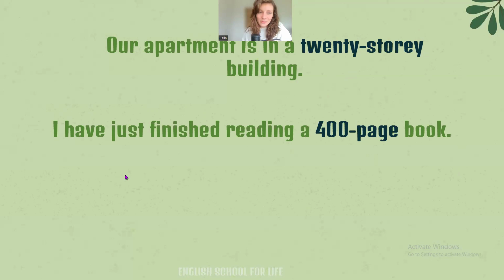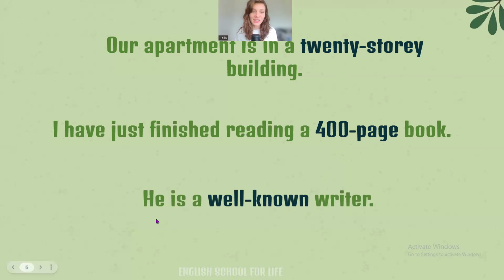As you can see in the next one, I have just finished reading a 400-page book. I don't say 400 pages because normally I would say, well, this book has 400 pages, but because I'm putting it as a compound adjective, the page, the noun, stays in a singular form, no S, 400-page book. Last example for this one, he is a well-known writer. A well-known writer. When someone is well-known, that means we know them, or a lot of people actually know them.